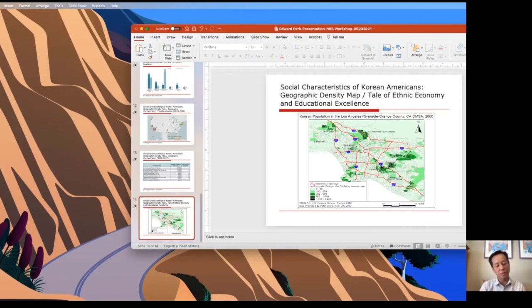My most recent article has really been about all these legal changes that have been happening in South Korea that have made it much easier for Korean Americans to go and work and live in South Korea. So it's about this kind of transnational turn that's happening in the Korean American community.